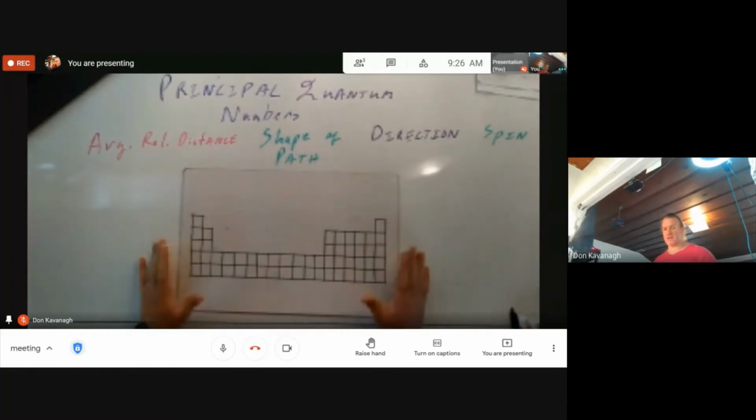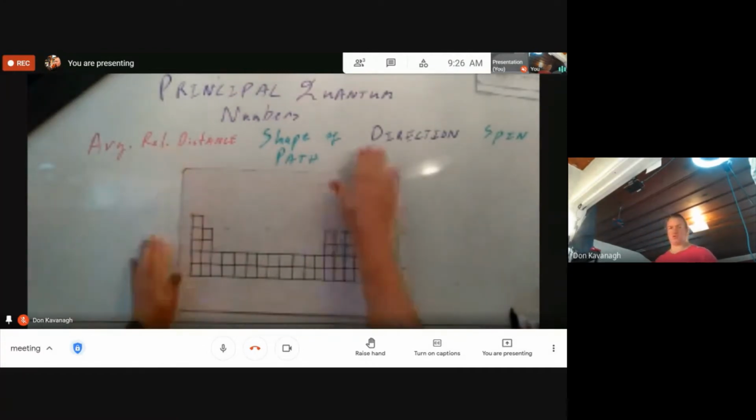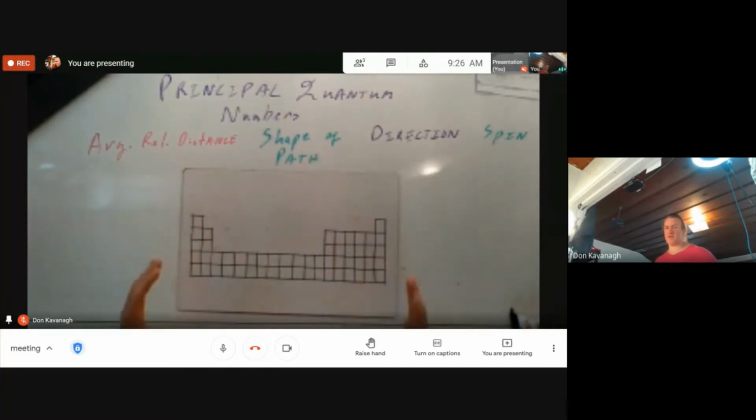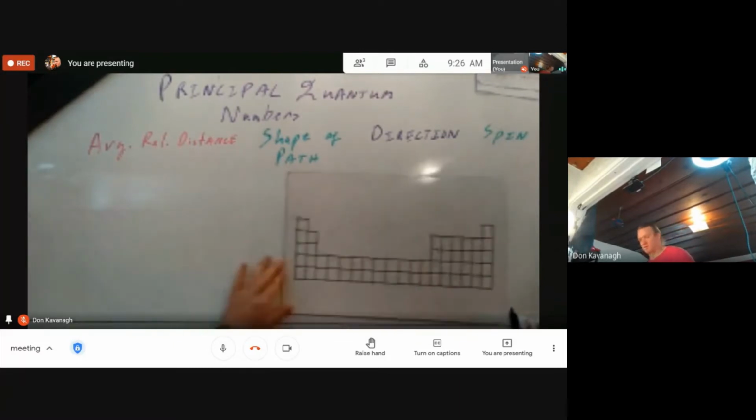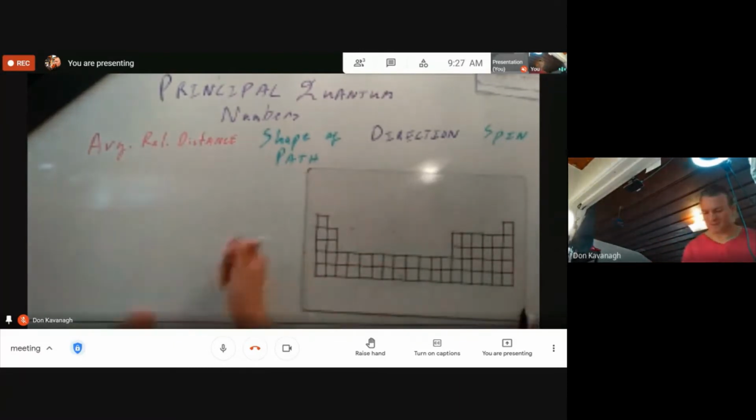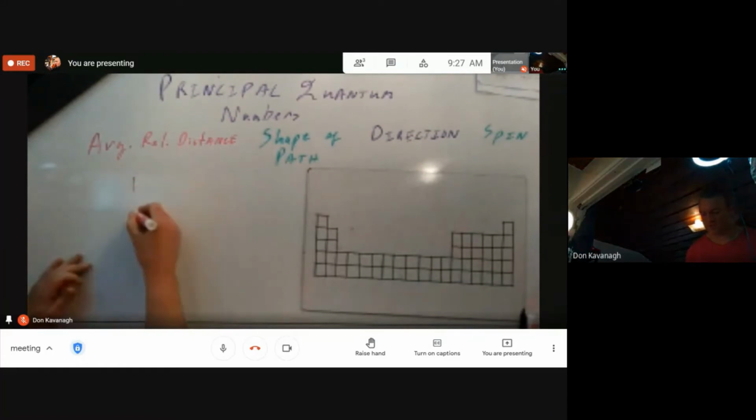Chemists are interested in electrons, and the periodic table is designed around how Mother Nature arranges the electrons around the nucleus, and we use these 4 terms to describe the location of the electron with respect to other electrons and to the nucleus. So the first principal quantum number is 1, 2, 3, 4.